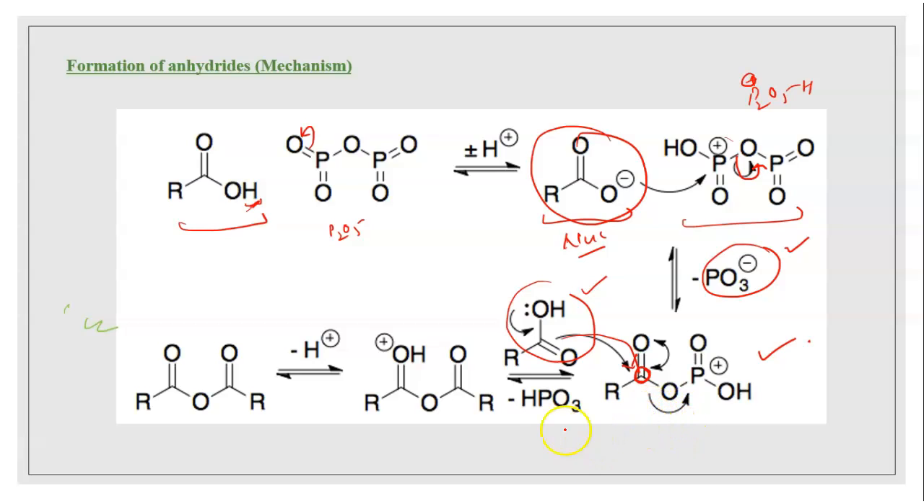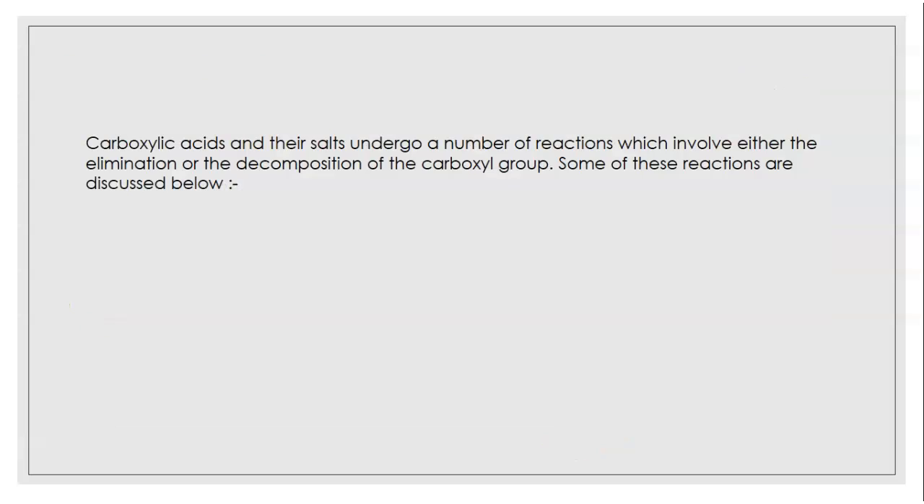So this leads to the removal of another structure, that is your HPO3. And now what is happening? It leads to the formation of your protonated anhydride, which is something like this, which after deprotonation will give you your anhydride. So that is the simplest mechanism, not that difficult to remember. I hope it is quite understandable to all of you.